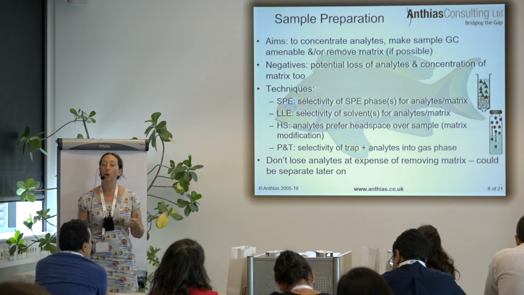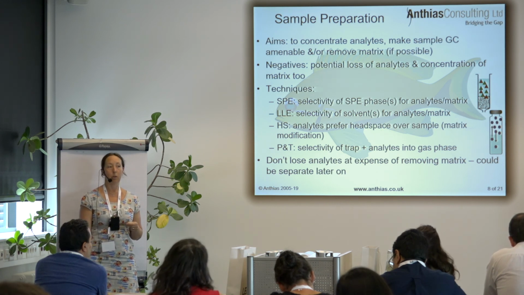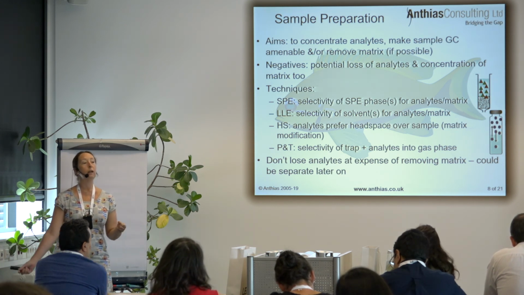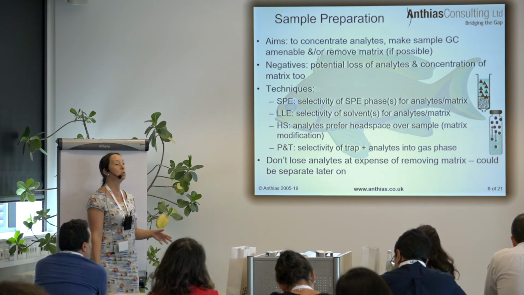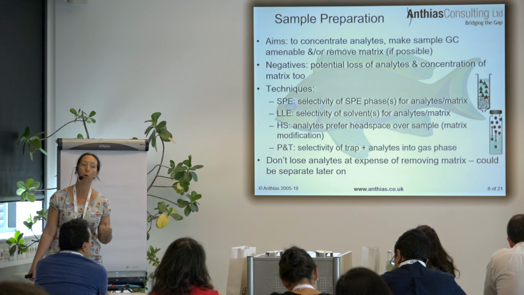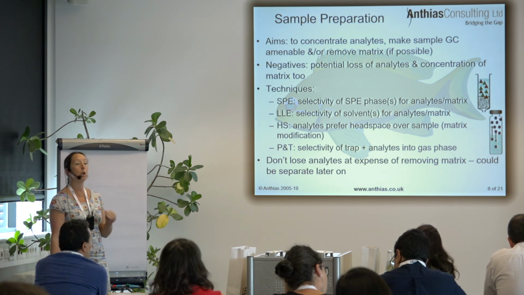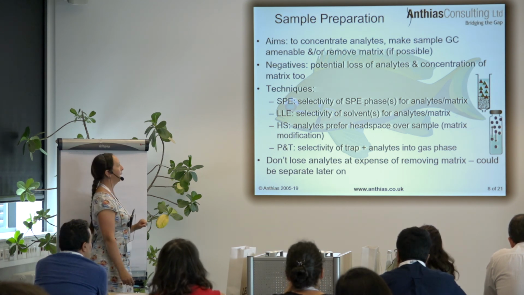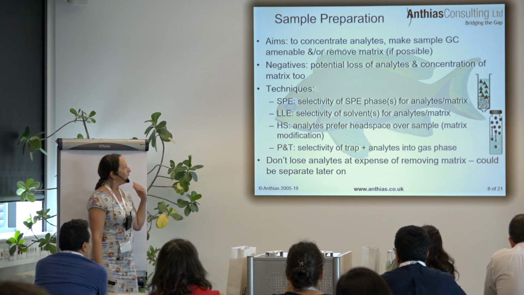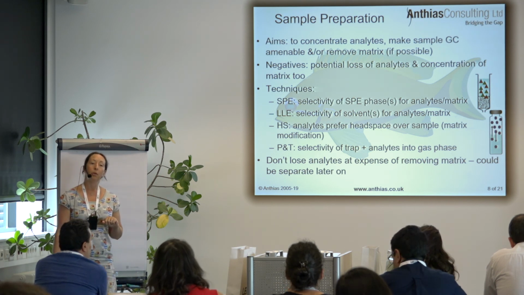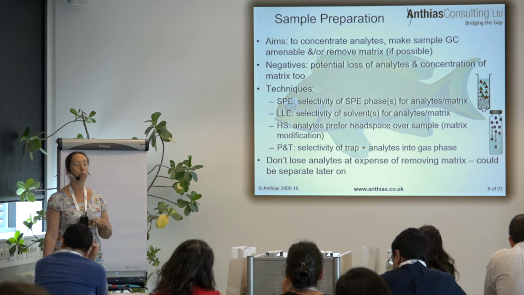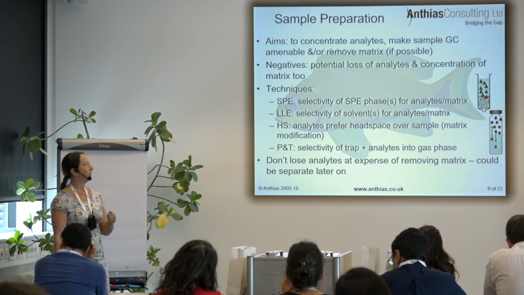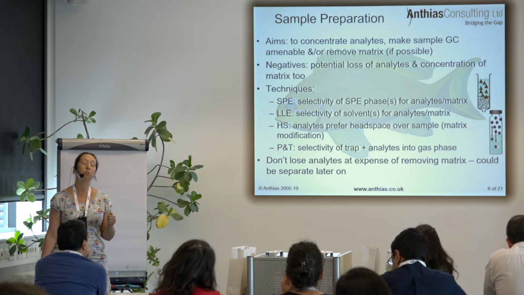We could be, in the process, removing matrix. So we've got high loading of matrix, non-organic material in there, and we could be needing to remove all of that. So again, we want to selectively remove the matrix and make sure we don't lose any of the target compounds. And that is one of the problems with sample preparation: could we lose some of those compounds? Potential loss of analytes, and the concentration of the matrix too.